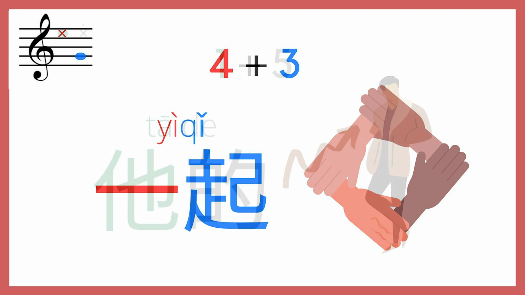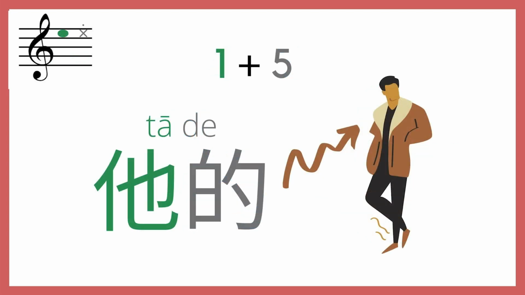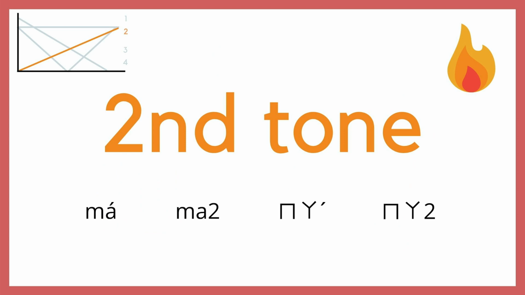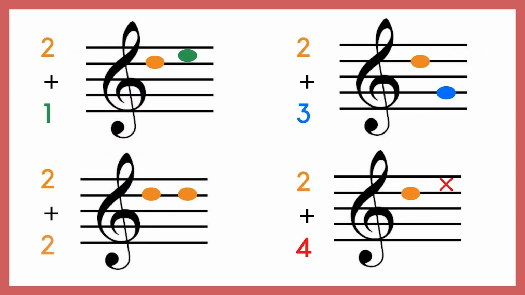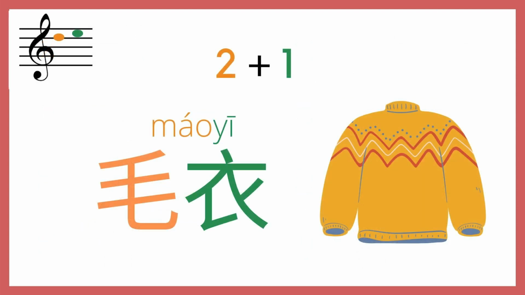Anyway, last combination for words beginning with the first tone, 1-5, mama. Our example here is 他的, as in 他的外套, meaning his jacket. And now we move on to tone combinations that begin with the second tone. Again, we have this musical staff here for those who want it. Mama, mama, mama, mama. If this makes sense to you, you can pause the video and look as long as you like. Otherwise, the rest of us are moving on. First up, we have a second tone, first tone combination. Mama. Our sample word is 毛衣, which means sweater.